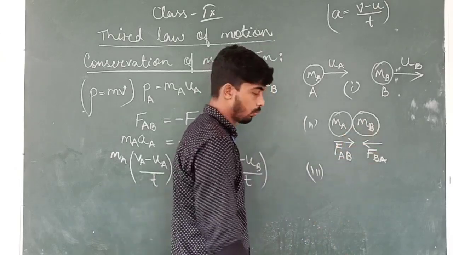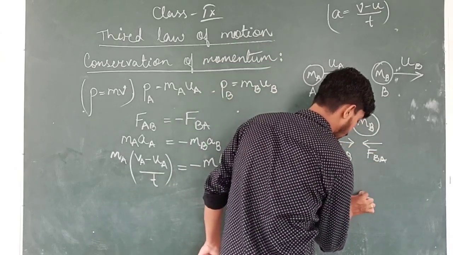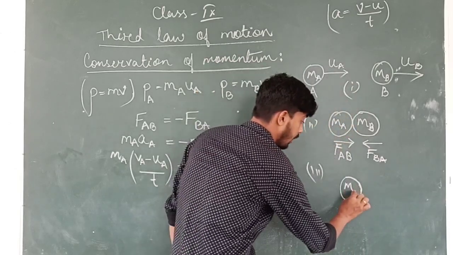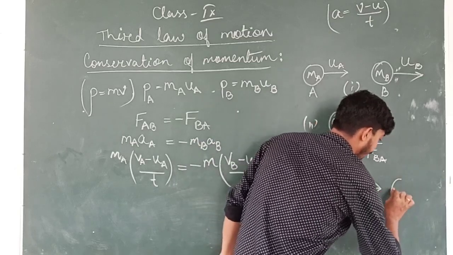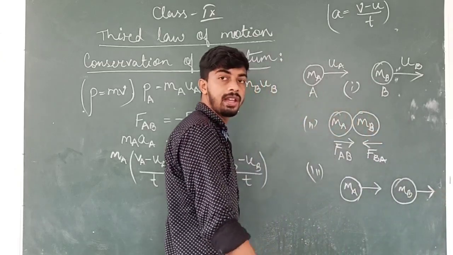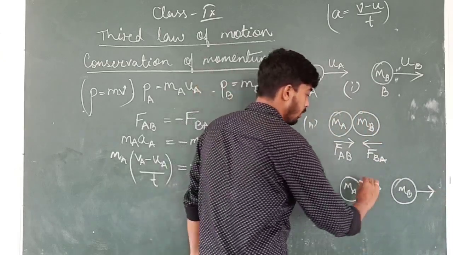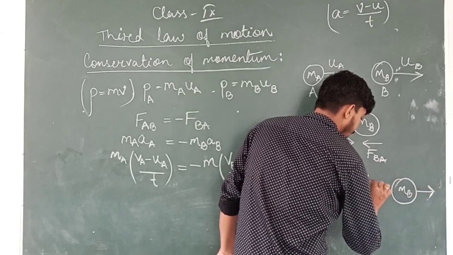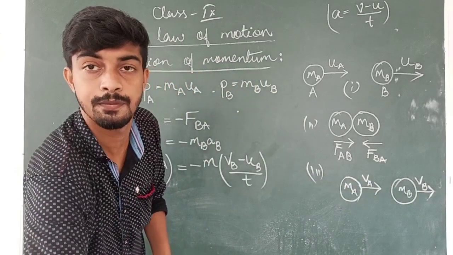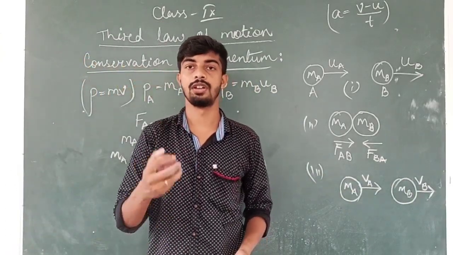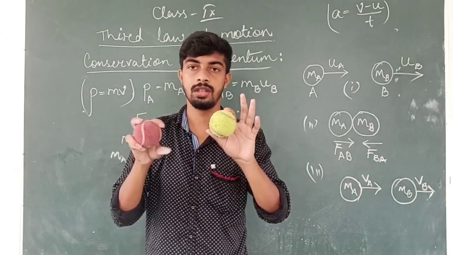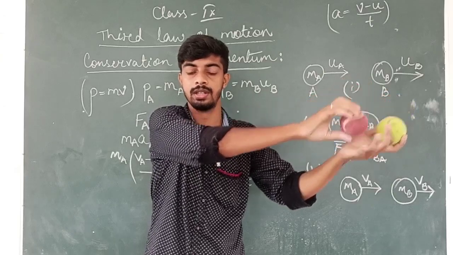So after colliding, what will happen? A will also move and B will also move, but finally their velocities will change. So this is vA, this will be vB, velocity of A and velocity of B, meaning final velocity of A and final velocity of B. So this one coming, hitting, both are moving together finally.